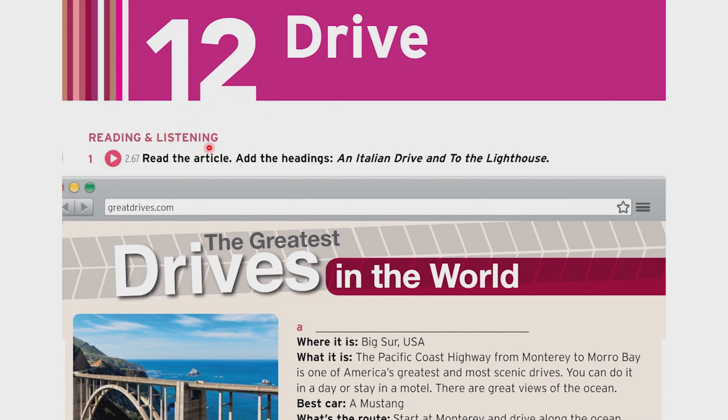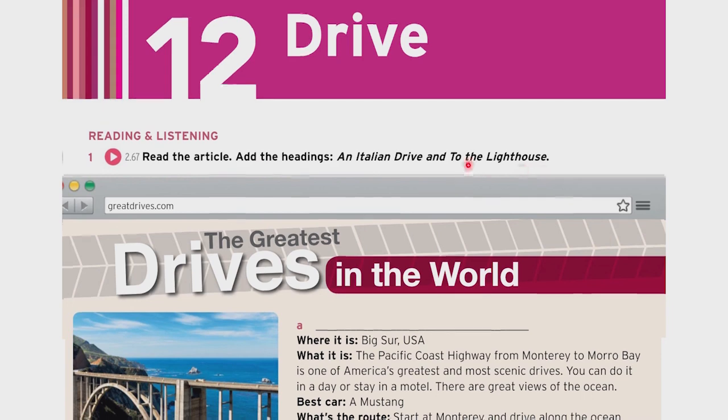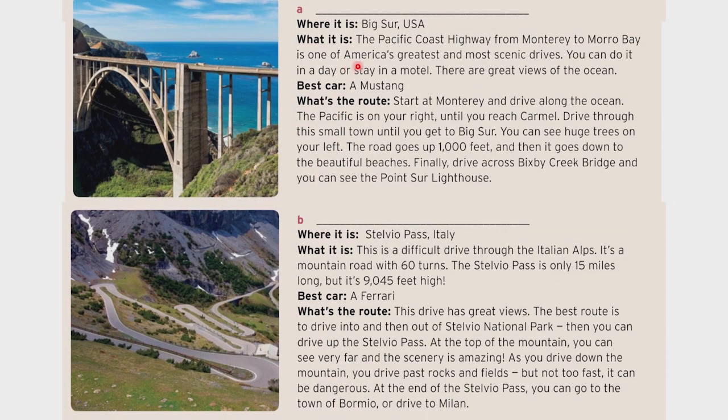First we have a reading and listening topic. We have to read the article and add the headings, An Italian Drive and To the Lighthouse. Alright, so here we have these two articles and you have to match the titles of each of these depending on the lecture. So please read it and complete it.